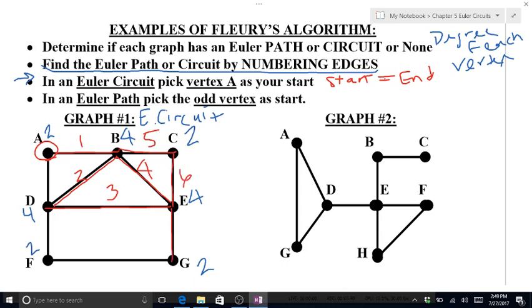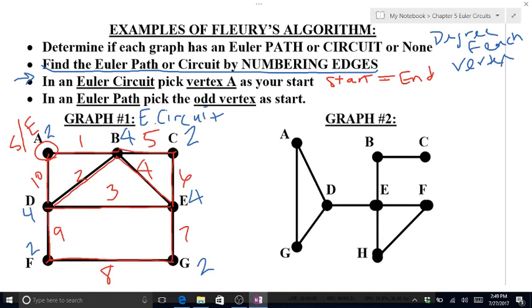Go down to G because I can't retrace any of my steps. So that's 7. Across to F is 8. Up to D is 9. Up to A is 10. So I've started at point A and I've ended at point A. So this is my start and my end. And that's all there is to it.